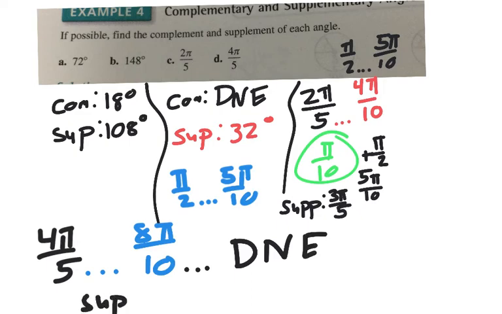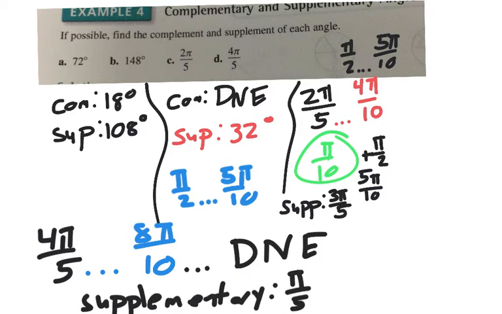And then to find the supplement, I want it to be equal to pi. Right, so I'm going to take 4 pi over 5. And what do I need to add to that to make it be pi, or 180 degrees? That would be pi over 5. Because 4 pi over 5 plus another pi over 5 gives me 5 pi over 5.